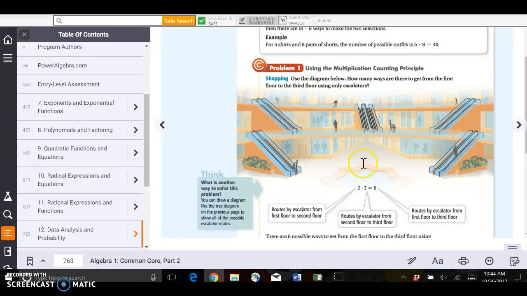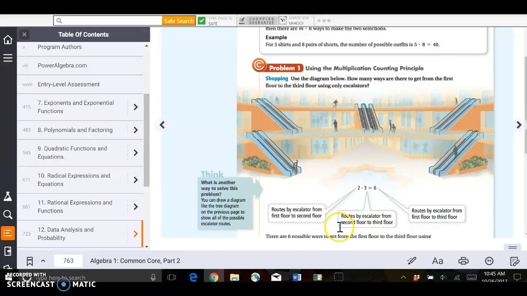little misleading. So here I have my first floor, second floor, third floor. And it says the routes by escalators from the first floor to the second floor. So there are there's 2 routes from the first floor to the second floor.